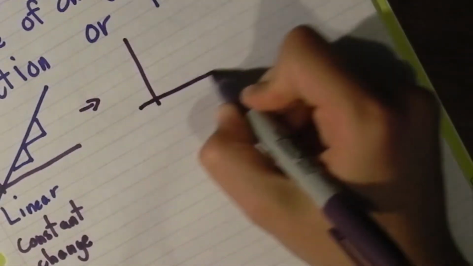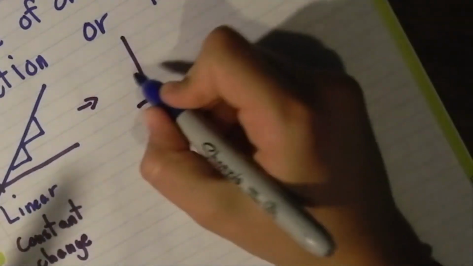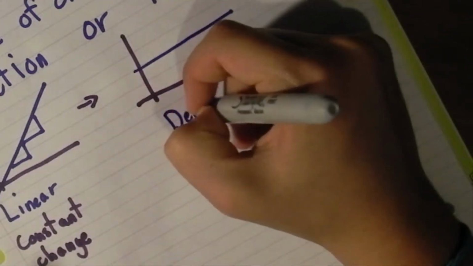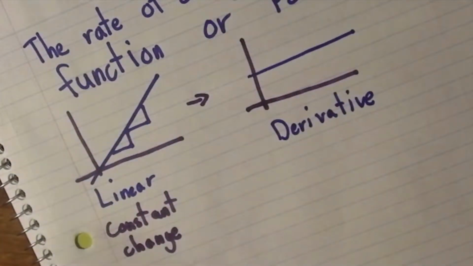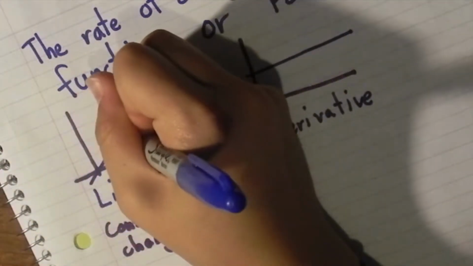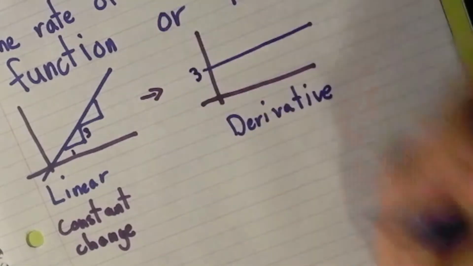The derivative of this function is how much the slope changes. Well, here the slope doesn't change. It's constant, right? So the derivative of a linear function is just going to be the slope. So let's say 3 over 1, so the derivative is just 3.